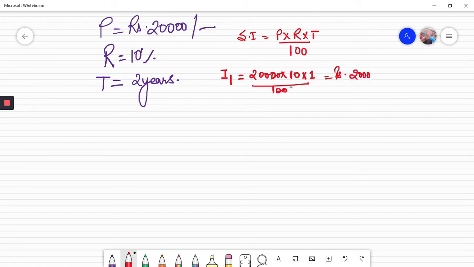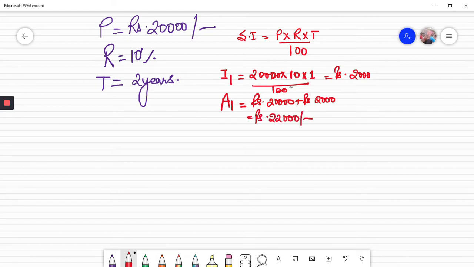So amount at the end of the first year will be equal to rupees 20,000 plus the interest that we got as 2,000. So it is the value 22,000.